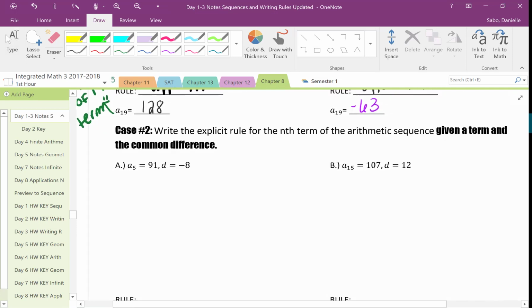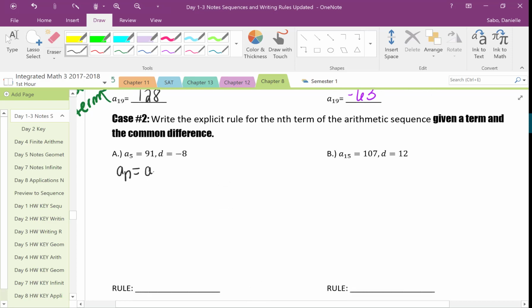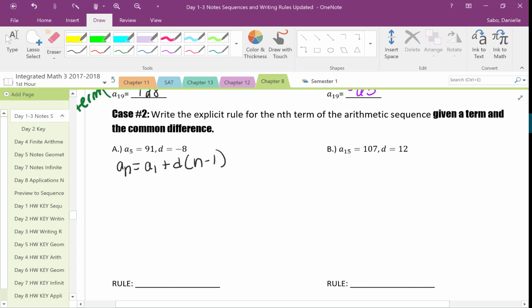We're still doing this, but we're solving for something different. We're given the value of the fifth term in this situation, and we're given the common difference. So we're going to be looking for the first term. Let's first write out our formula: a sub n, which is the value of the nth term, is equal to the value of the first term plus our common difference times n minus 1.